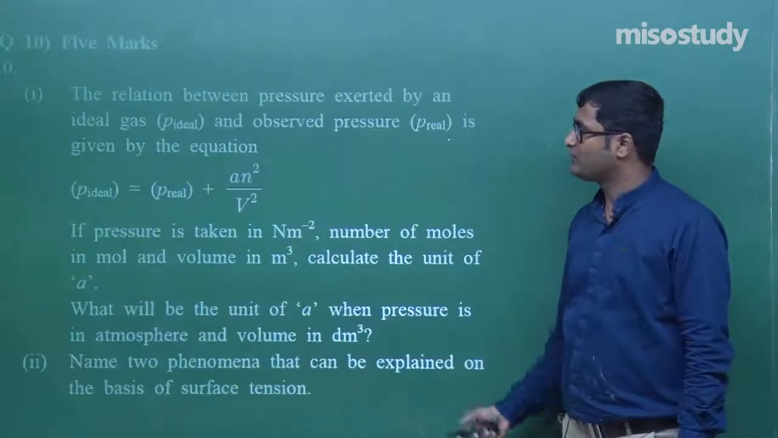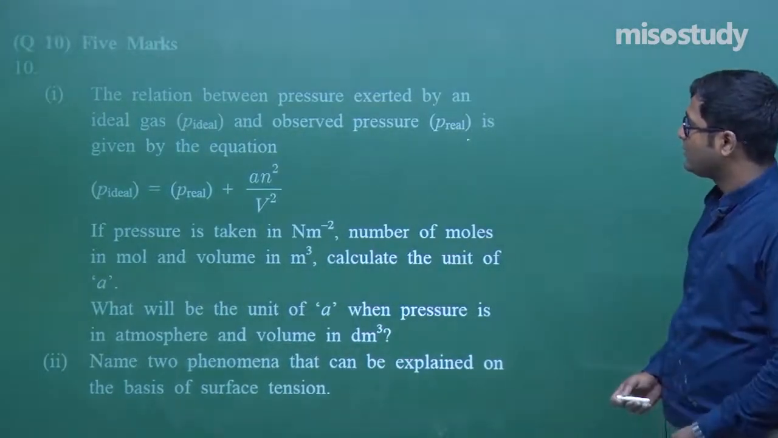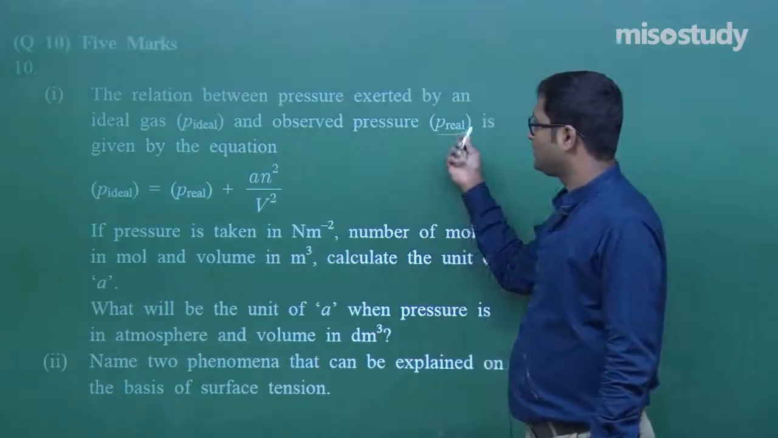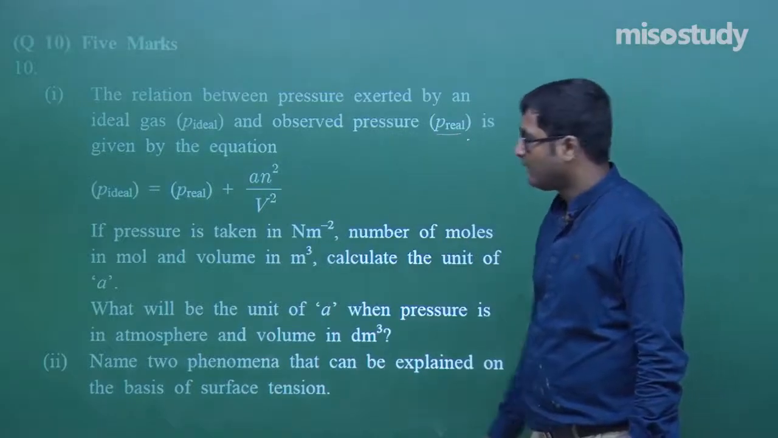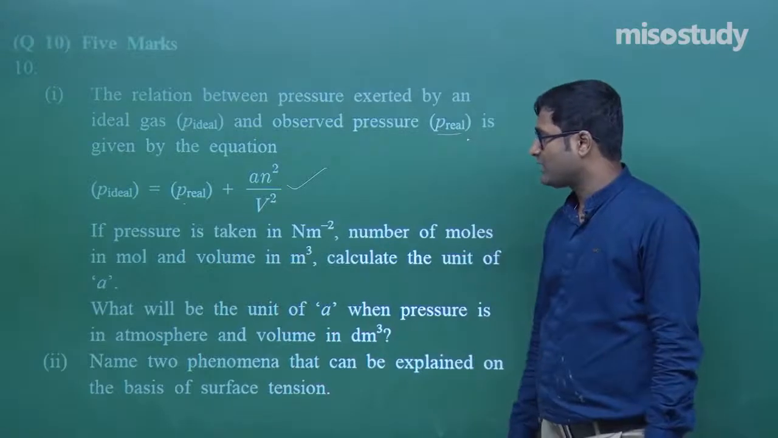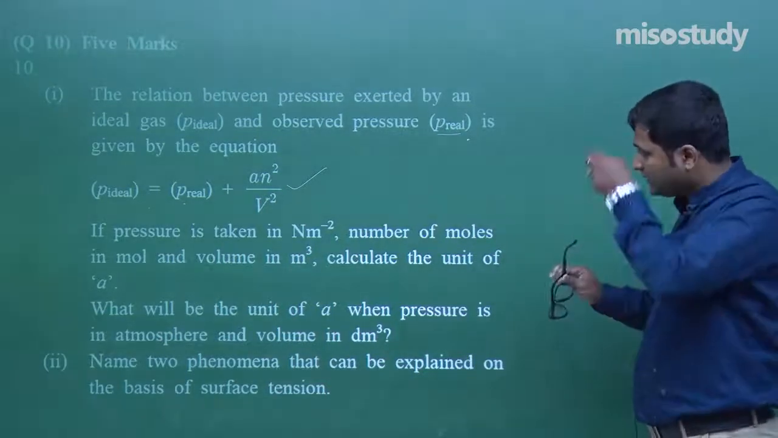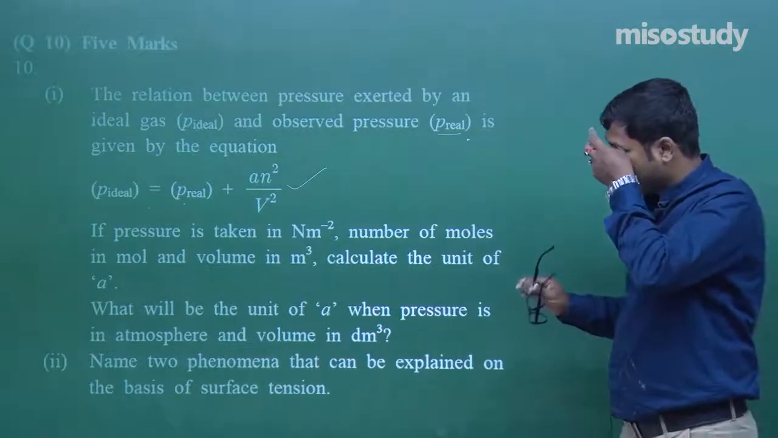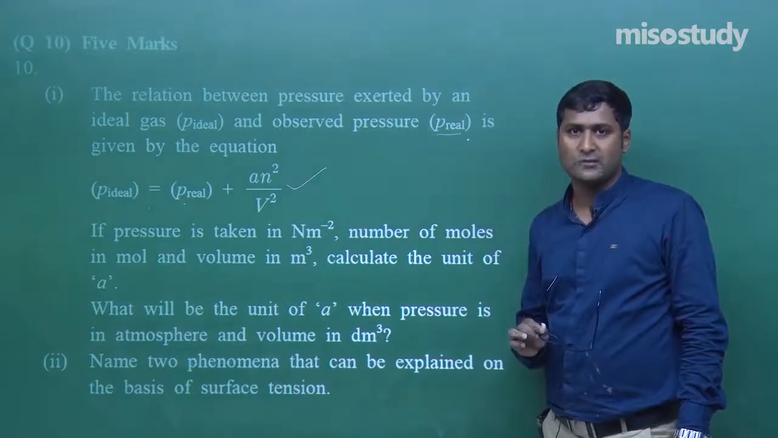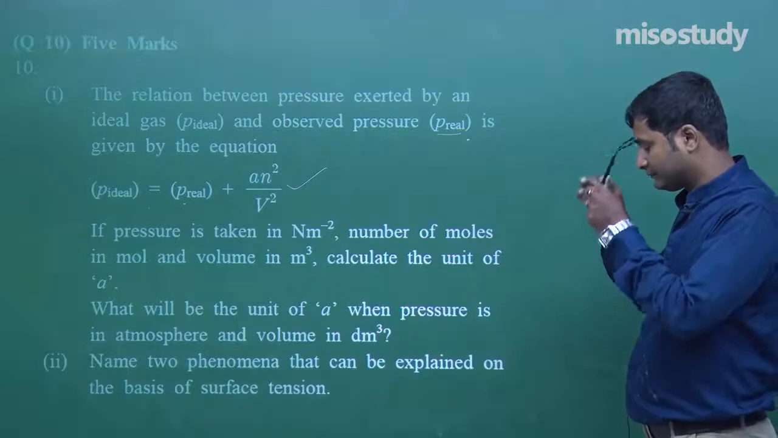Now let's move to the next one. Again, this is a big question. What is given here? The relation between pressure exerted by an ideal gas and observed pressure is given by the relation P ideal is equal to P real plus a n square upon V square. Clear? If pressure is taken in Newton per meter square, number of mole in mole, unit amount of substance is mole, and the volume is meter cube, calculate the unit of a.